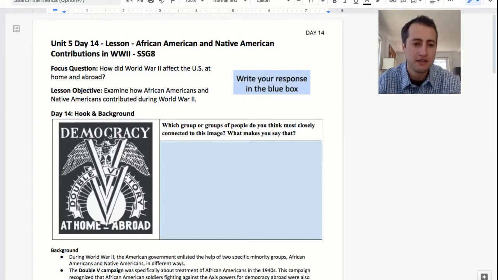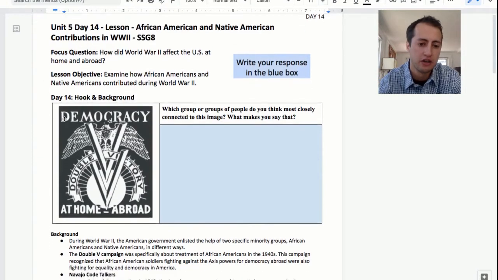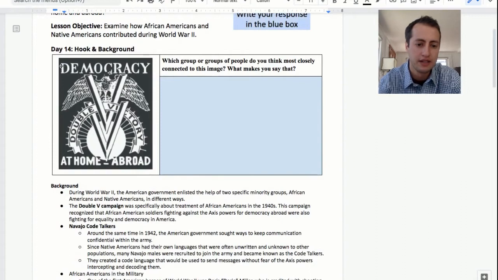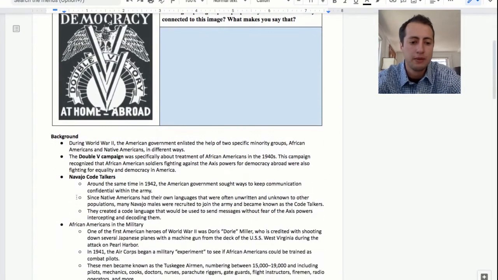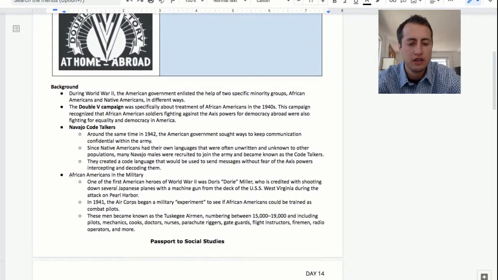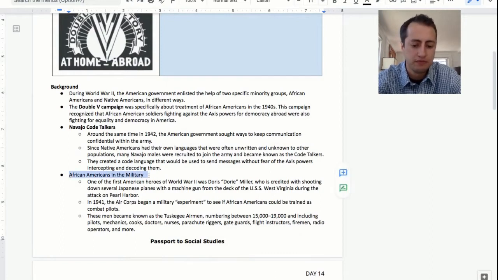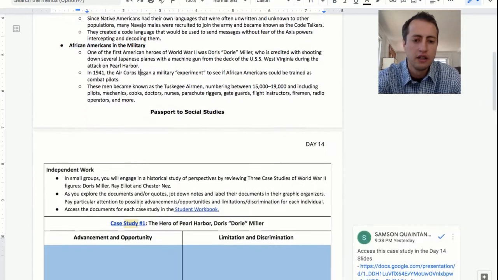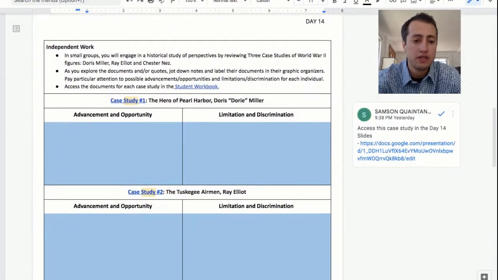I made this document because the independent work seemed to have students add to multiple different charts, and I wanted them to only add to one. So I added the focus question and the lesson objective, the hook, and the background from the slides directly. The background is reviewed in a mini lesson video that I've created, so if you want to use that with your students, please check that out. And then it jumps into the independent work.